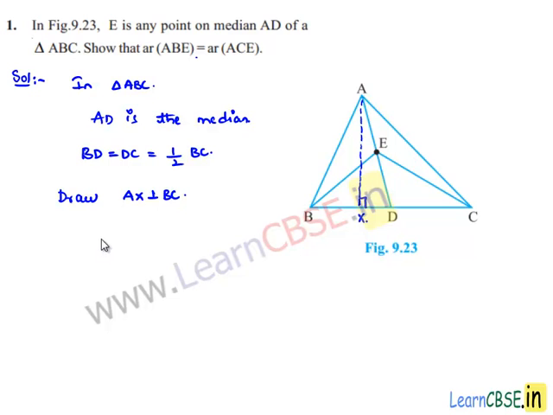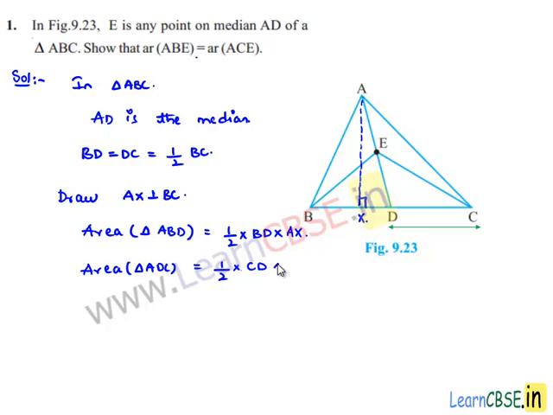Now let us find the area of triangle ABD, which will be equal to half times base, that is here BD, into the height, which is AX here. Now let us similarly find the area of triangle ADC, which is equal to half times base, here CD, into height, here nothing but AX, since ADC is an obtuse angle triangle.